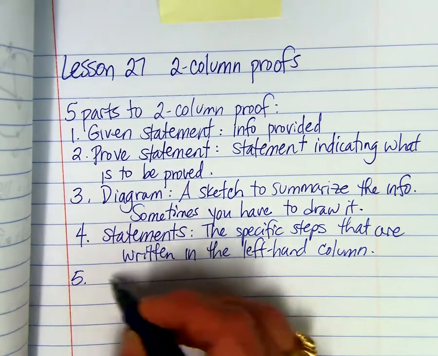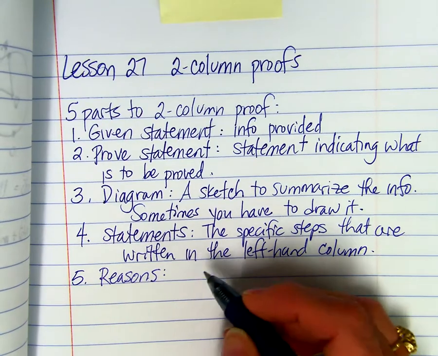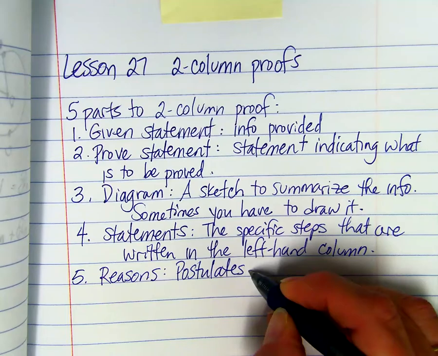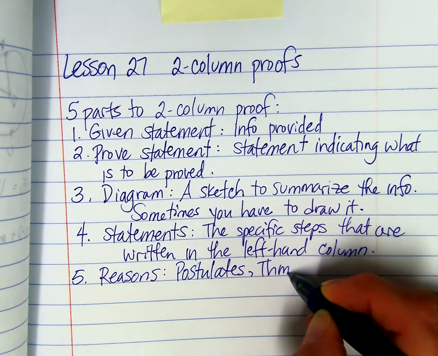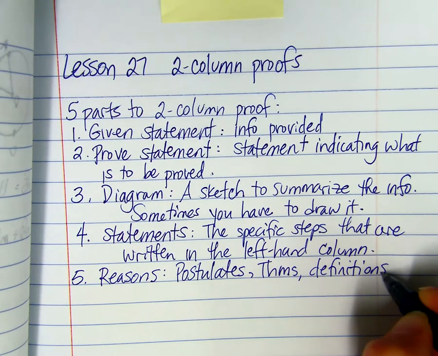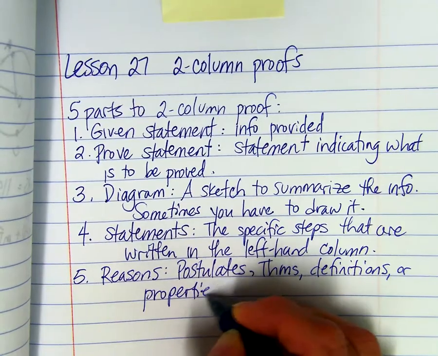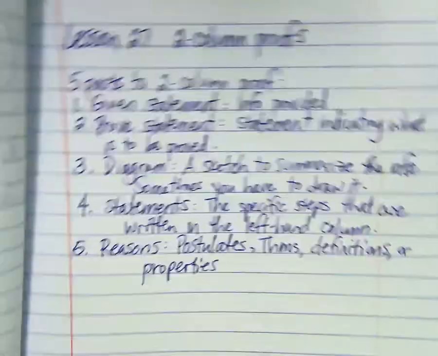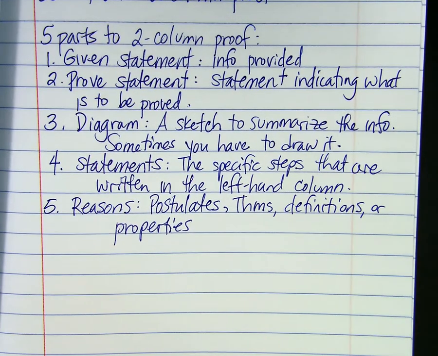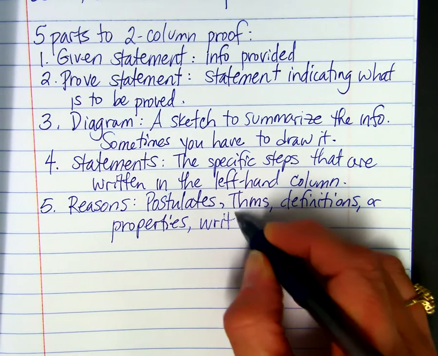And then the 5th and last step is the reasons. The reasons that you can use are postulates, theorems, definitions, or properties. And you can't use made-up properties or definitions or theorems. They have to actually be ones that we've studied. And we write those in the right-hand column.